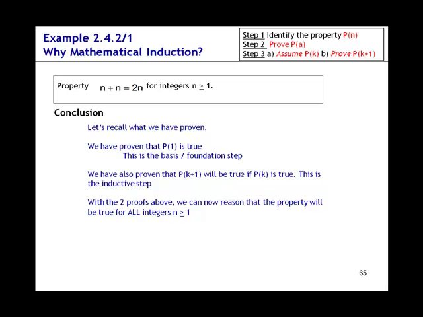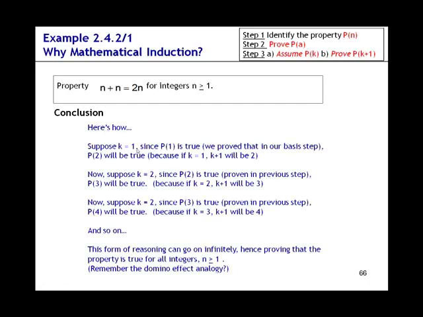Because k can be 1. When k is 1, 1 plus 1, P2 will be true. k can also be 2. So when the property is true for 2, we know that it will be true for 2 plus 1, which is 3, and so on. So k can be substituted using any value, and we can prove that the subsequent term will be true.